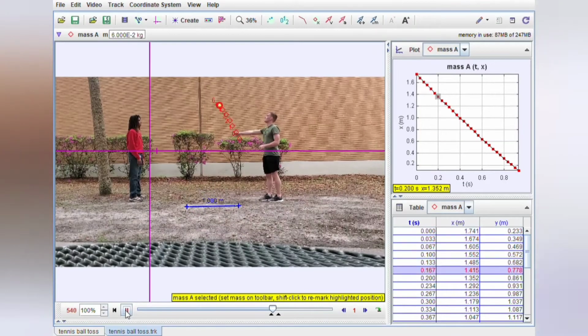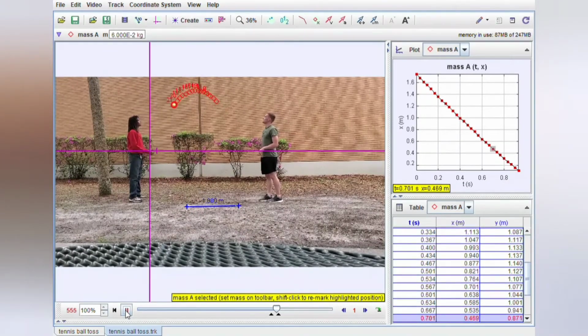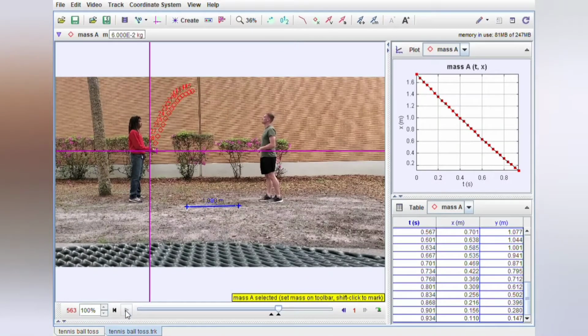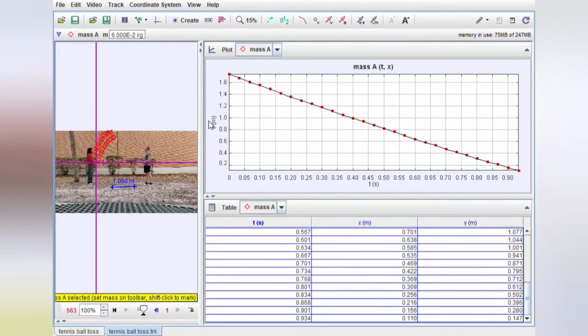Here's the video of us tossing the tennis ball. Now one thing to note is our calculations in the x direction will be negative since we're tossing the ball from right to left. The graph being shown right now is the x position versus time. And we'll talk a little bit more about these graphs here in a second.